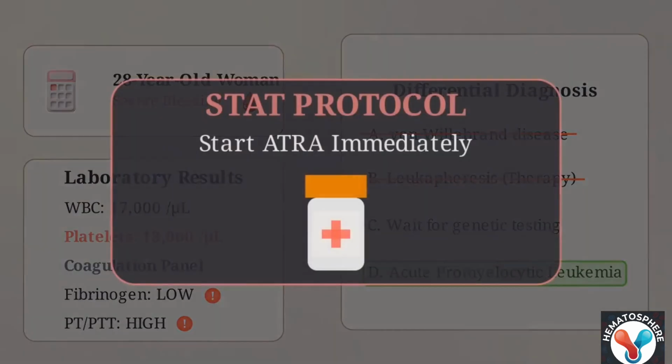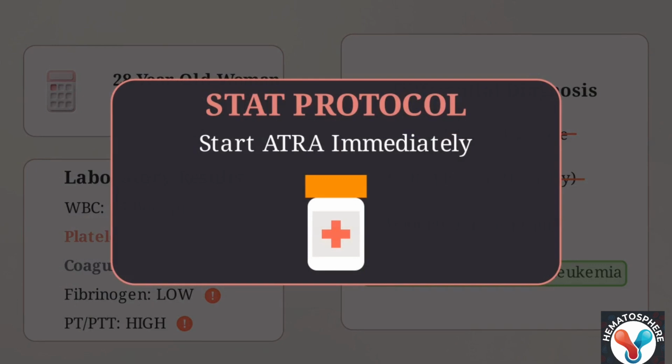This establishes a critical management principle. Never wait for genetic confirmation of the PML-RARA fusion to treat APL. Because the bleeding risk is lethal, you must start all-trans retinoic acid the moment you suspect the diagnosis.